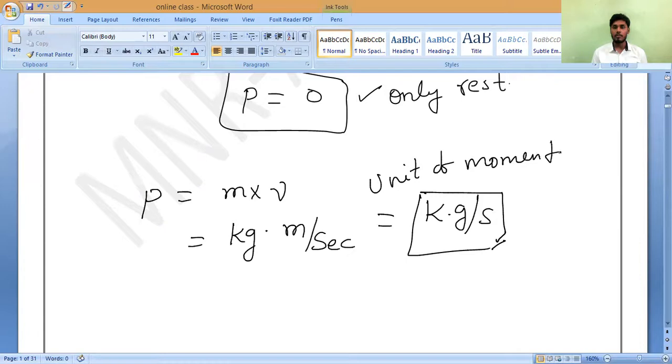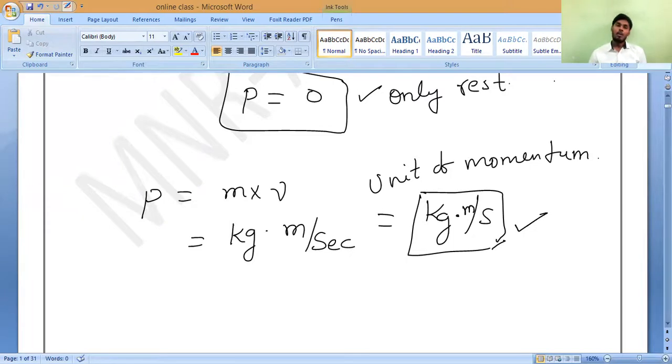The unit of momentum is kilogram, sorry, not gram. Here I have written meter, and you should say correct, kilogram M, where I have written M. Whatever I write, you follow. So kilogram into meter per second. This is the unit.